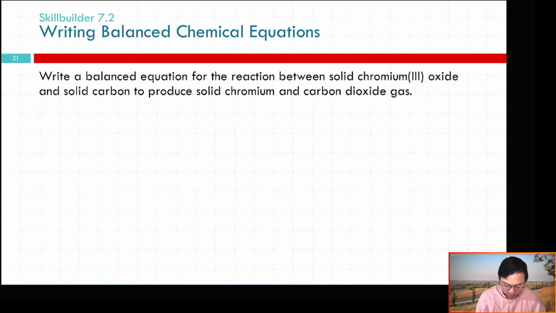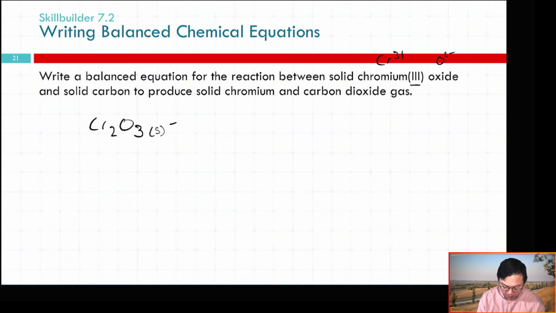So first, you've got to look up where chromium is and what chromium's symbol is, and I'm just going to go quickly through these because there's a lot to get through. So we have chromium, which is Cr, right? And it's a Cr3+, which we know from the Roman numerals here. And we know oxide is just oxygen, and that's going to be a 2-. So if you do your crisscross rule, we're going to get 2 chromiums and 3 oxygens. And that's a solid, so we'll write down solid.